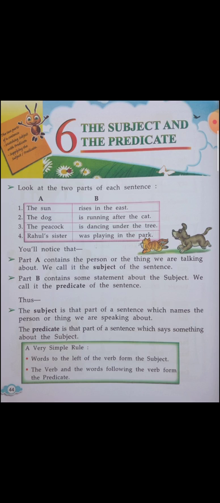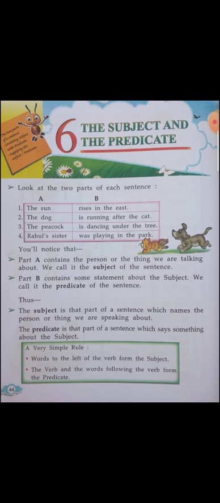The dog is running after the cat. The dog is the noun in this sentence. So it is the subject. Is running after the cat is the predicate. Running verb છે ને, action છે એટલે verb ગણાશે. So is running after the cat is the predicate.